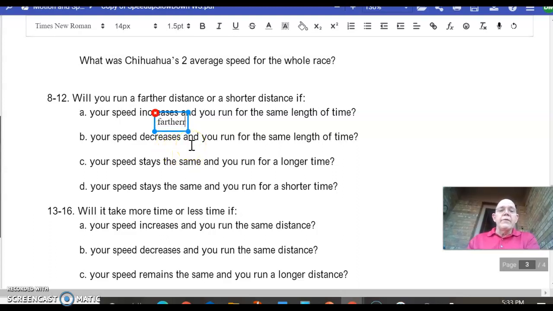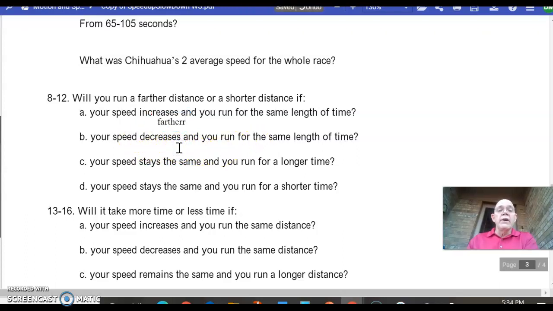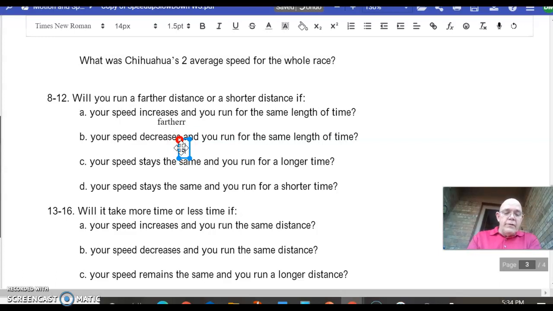Then the same thing here. If you run for the same length of time, but your speed decreases, you would go a shorter distance. All right, shorter distance. So there we go, shorter. I think I got a little carried away on my farther, but we'll fix that in a minute.